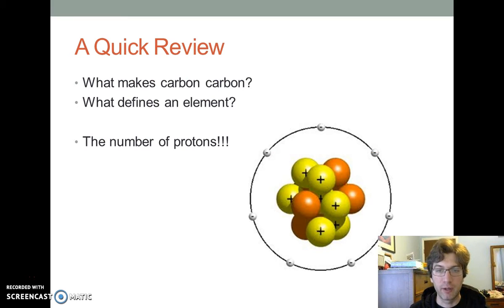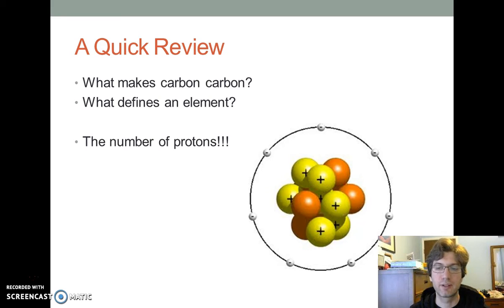You're going to want to think about protons here. So what makes carbon carbon? Again, it's the number of protons. Carbon has 6 protons. If you decide to give carbon another proton, it is no longer carbon, it becomes nitrogen. If you want to take a proton away from carbon, it is no longer carbon, it becomes boron. So carbon is defined by its number of protons.